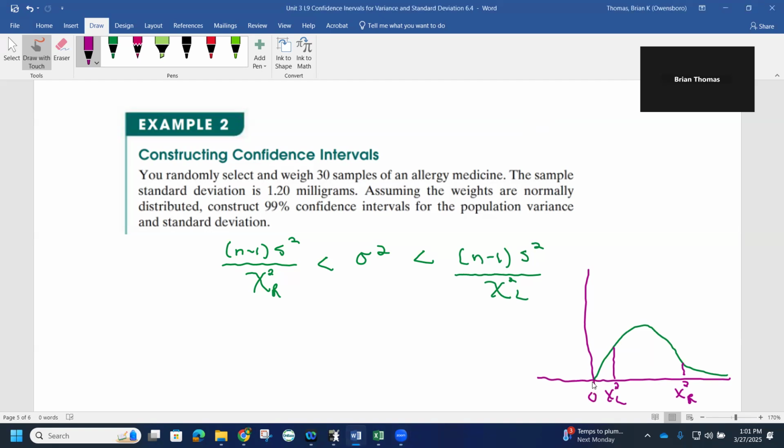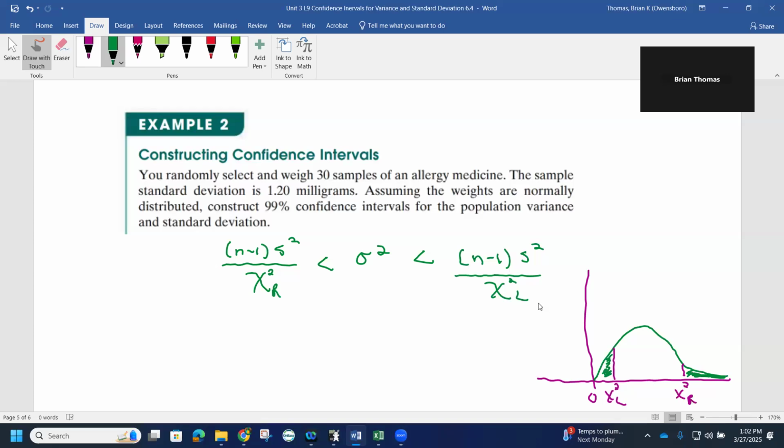Not like Z and T where you have negative and positive and you have symmetry there. Chi-squared distribution kind of takes on a skew to the right. One nice thing to know though is the area to the left of chi-squared L is going to represent the same area as the area to the right of chi-squared R. So we need to identify these two critical values, chi-squared L and chi-squared R.